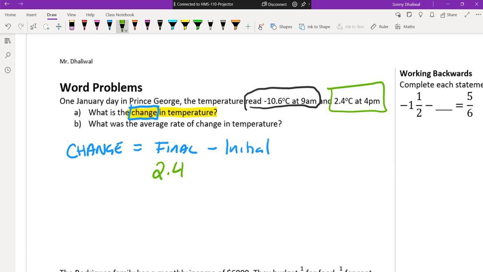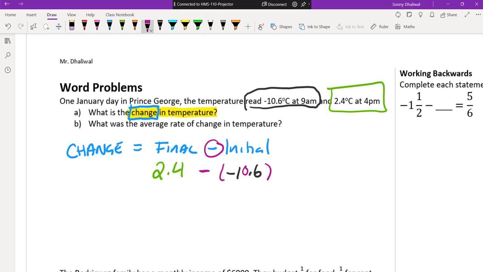And where did it start? That's our initial one. What temperature, Goshan? 10.6. Not just 10.6, negative 10.6. That's in the black here. Negative 10.6. And we are subtracting these two numbers. So change is always final minus initial, the difference between those two things. So what is 2.4 minus negative 10.6?